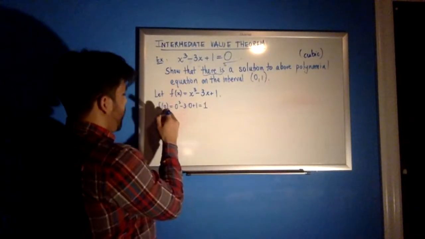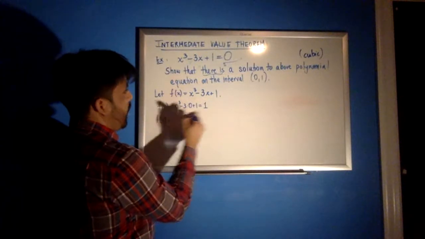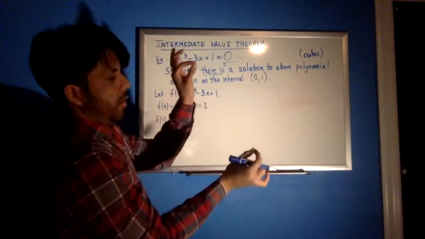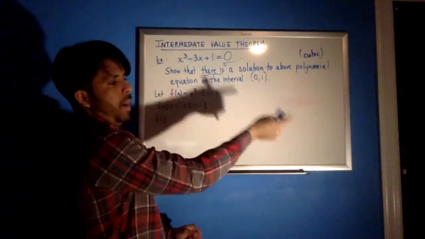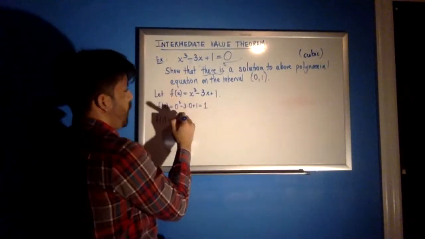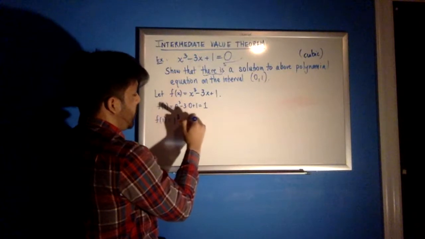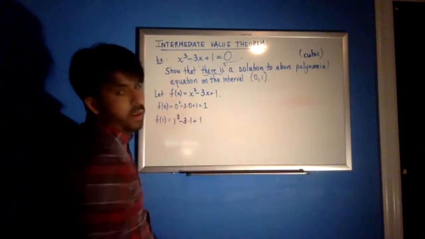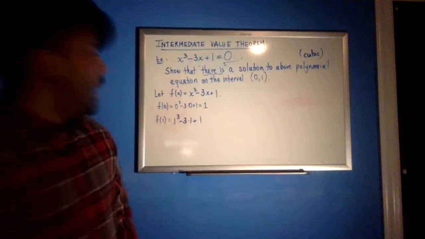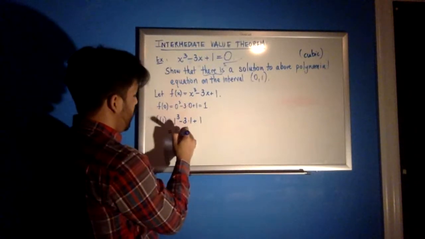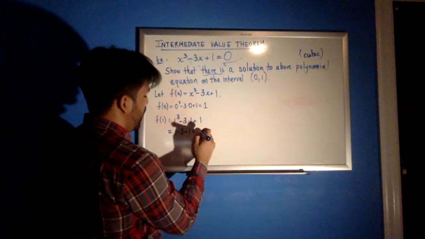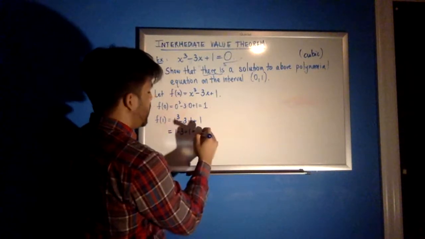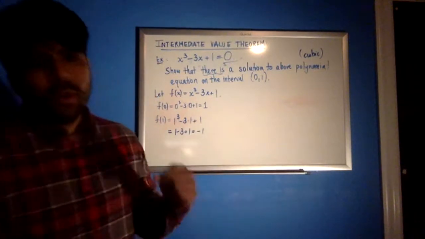And then the next thing I want to find is what happens at 1. So I'm looking for the values of my function at the endpoints of my interval, 0 to 1. So f of 1, when I plug it in, I get 1 cubed minus 3 times 1 plus 1. And then I get 1 minus 3 plus 1, which you get what? 1 minus 3 is negative 2, plus 1 is negative 1.